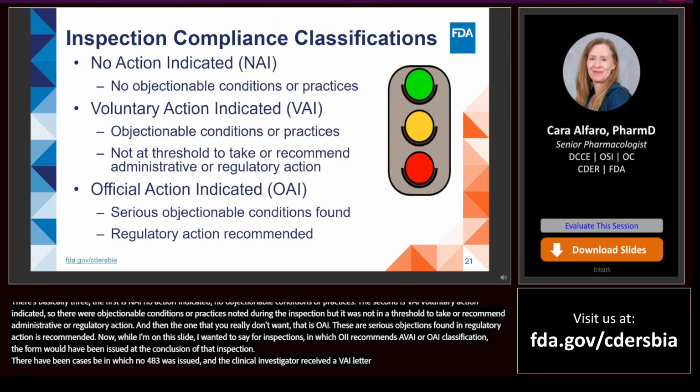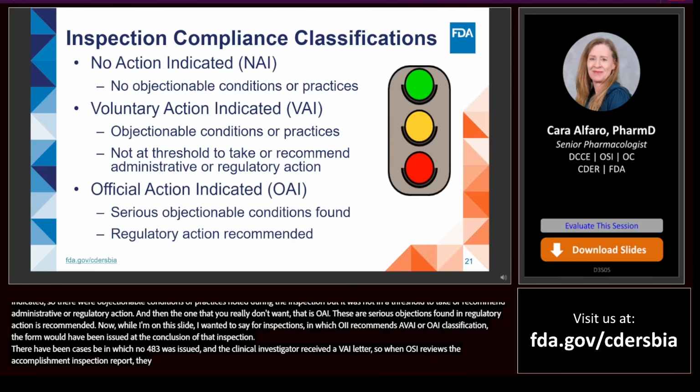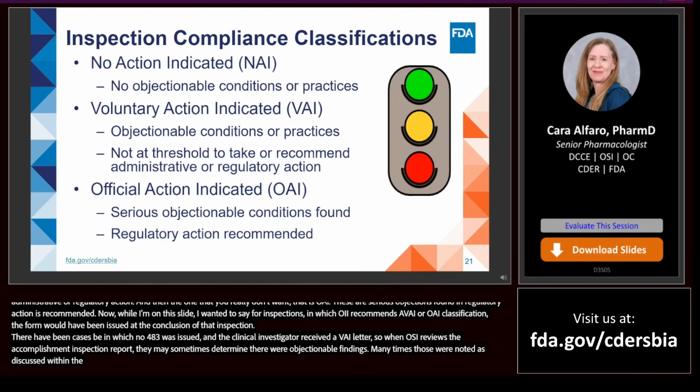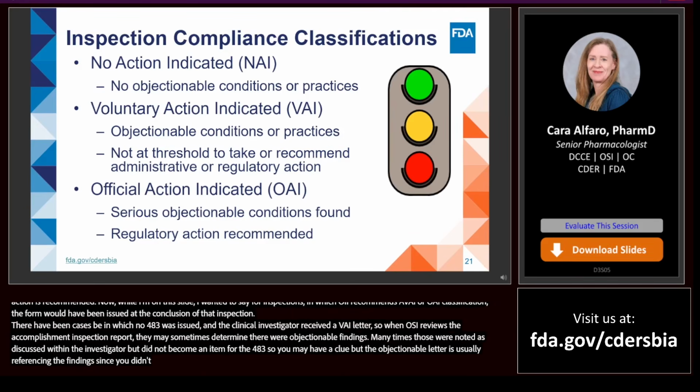What's going on? Well, if you remember back to that GCP process, OSI actually determines the final classification, not OII. So when OSI reviews that establishment inspection report, they may sometimes determine that there were objectionable findings. Now, many times those were noted as items that were discussed with the investigator, but did not become an item for a 483. So you may already have a clue as to what that may have been. But the objectionable letter will usually reference the finding, since you didn't receive a 483 that referenced the finding. So just in case you're ever in that situation, that's what happened.